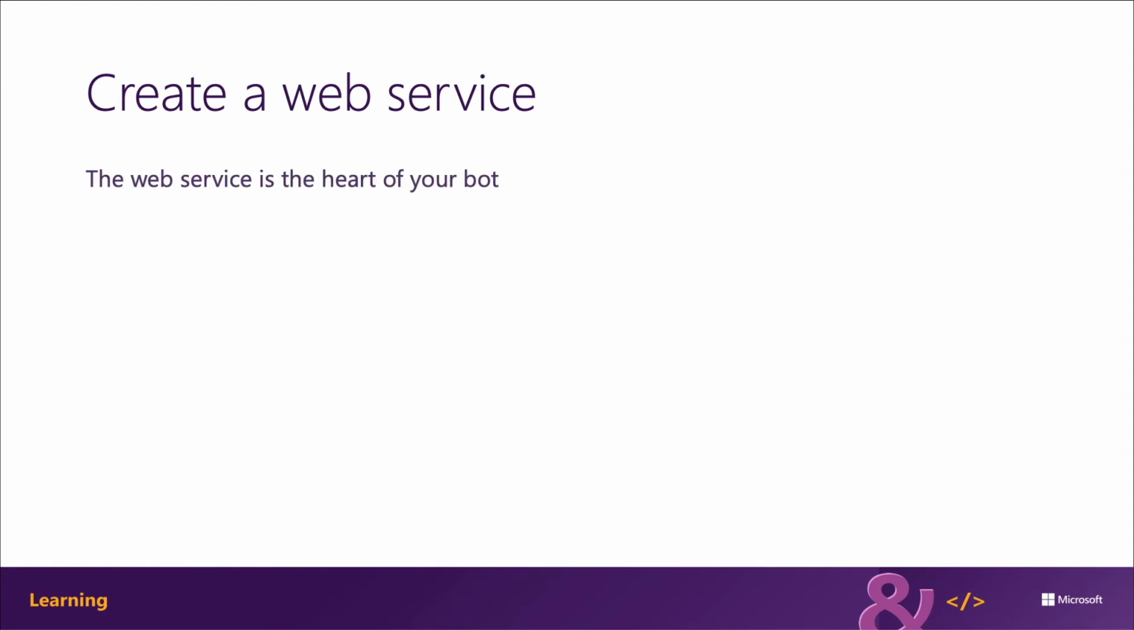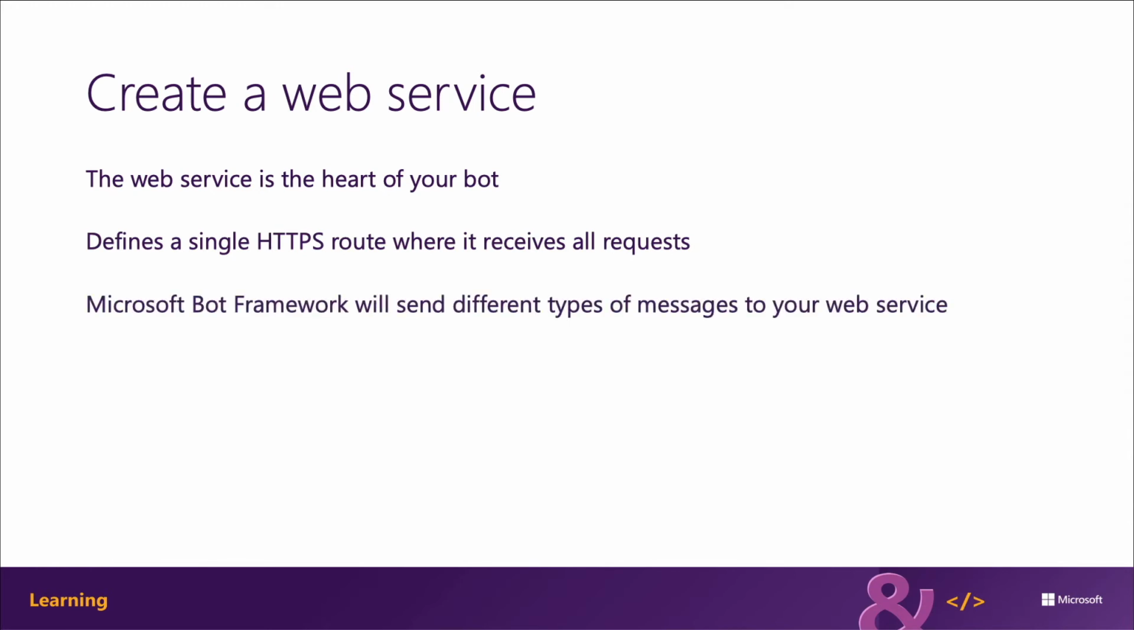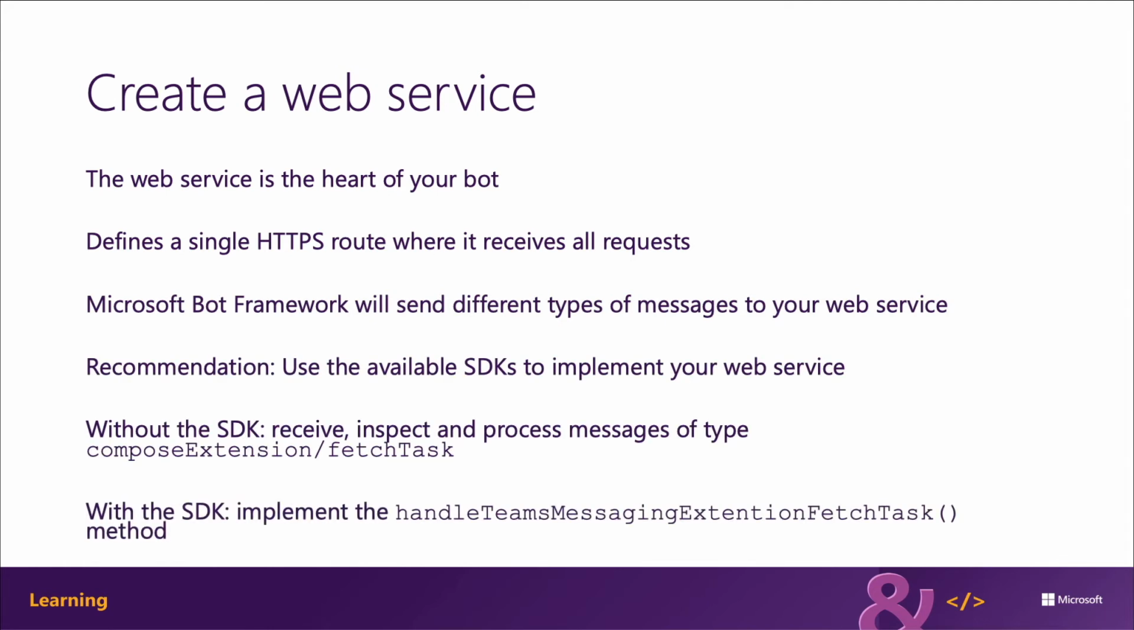The heart of your bot is the web service. It's going to define a single HTTPS route on which it receives all requests. The Microsoft Bot Framework will send a different type of message to your web service. Your web service can then inspect the type of message to route it to the wanted logic. The other option is to use one of the available SDKs that expose methods the SDK will call when messages matching the specific types are received.